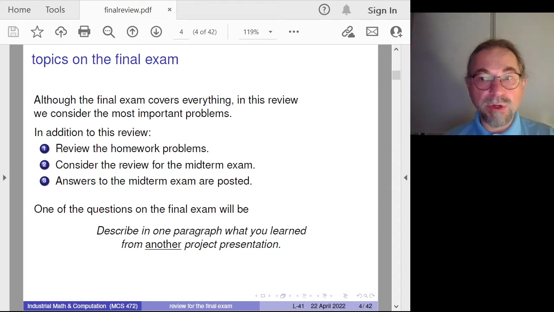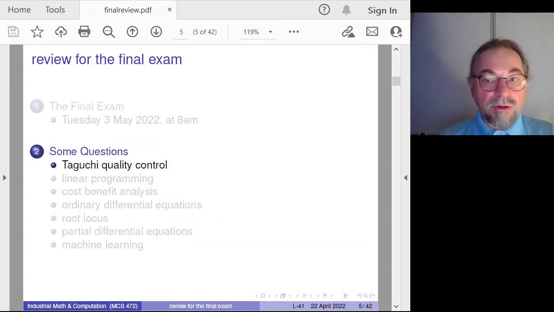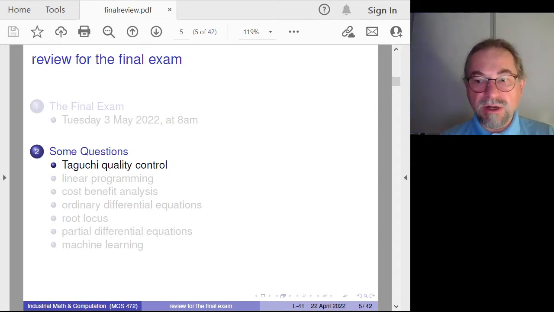Some of the homework problems were mainly seeing if you understood certain aspects of the material. The midterm exam itself contains some good questions. So look at the answers to the midterm exam. I do not have the answers to the homework posted, but the answers for the midterm exam, they are posted. So in this review, we consider some of the most important problems, but the list is certainly not exhaustive, and I will try to indicate what is actually missing. Okay, I have 42 slides, so I hope there will be plenty of time to fill here.